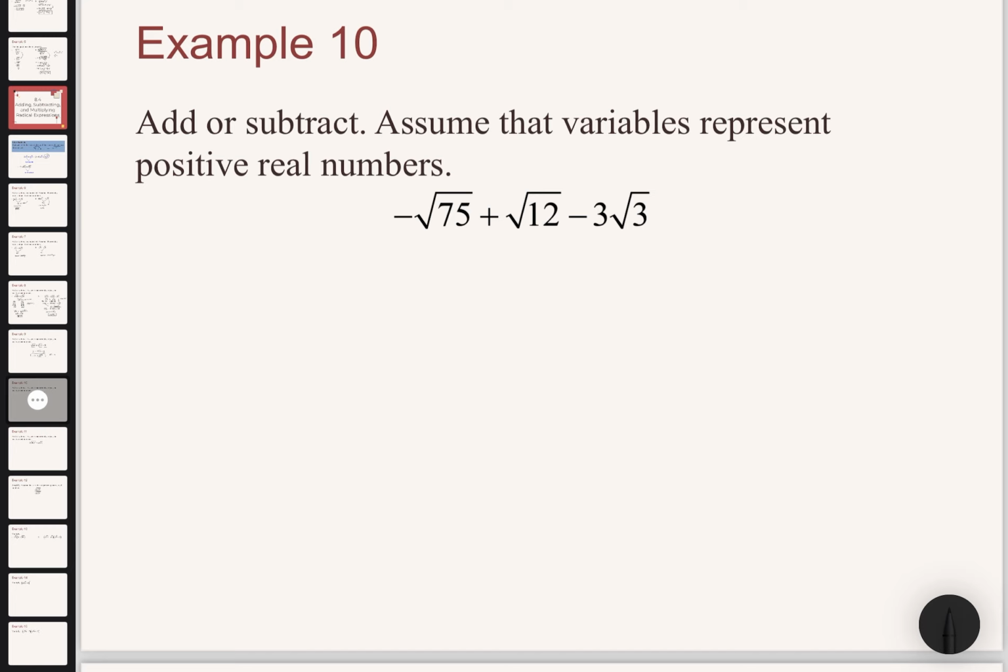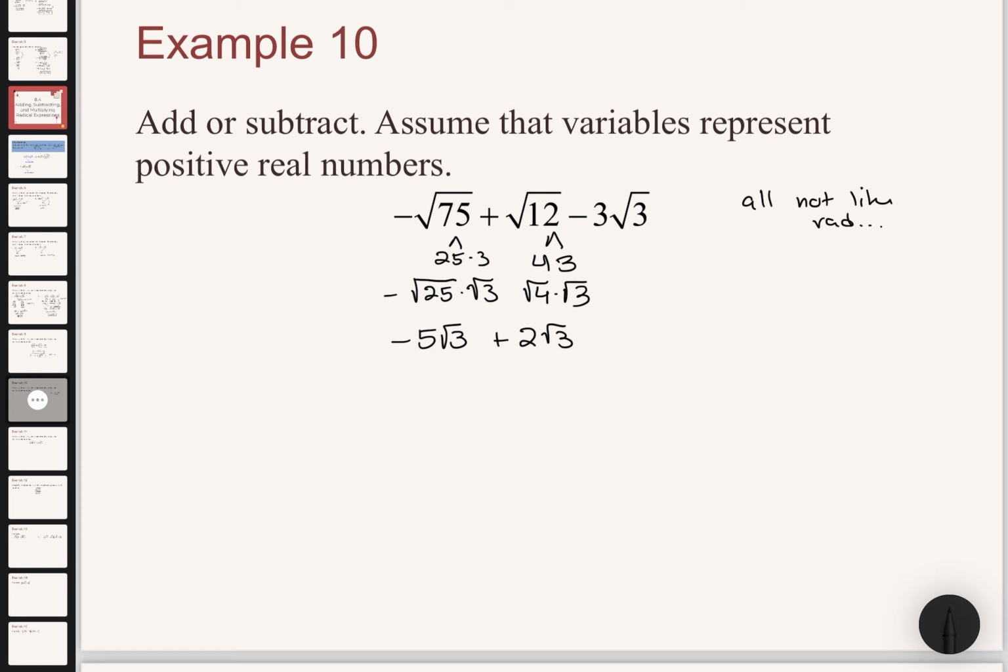Okay, great. Let's go. So I have negative square root of 75 plus the square root of 12 minus 3 rad 3. None of these are like terms. These are all not like radicals right now. But square root of 75, well, that would break up into 25 and 3. So I have negative square root of 25 times square root of 3. That's going to simplify to negative 5 times the square root of 3. 12 would split up into 4 and 3. So plus the square root of 4 times the square root of 3, plus 2 times the square root of 3. Minus this one now is a like radical, so minus 3 rad 3.